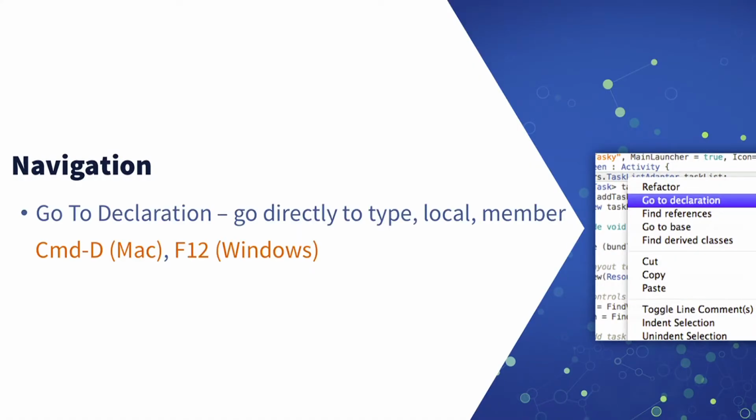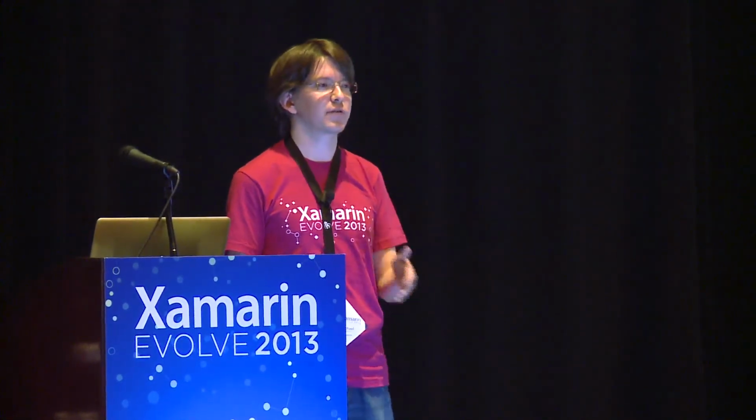So go-to declaration is probably the most important. It is Command D on Mac and F12 on Windows. On Windows, that's the same as Visual Studio, so that's very easy to remember if you've used VS. So on any symbol in a file, any class, any local, any member, that will take you straight to the file it's defined in. It doesn't even have to be in your own code. If it's in a library, it will take you to the assembly browser and show you decompiled code for that library.